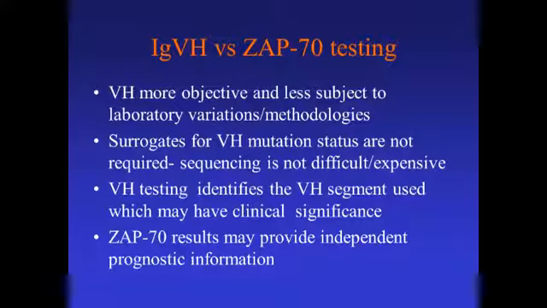However, ZAP70 testing may provide additional, independent prognostic information above and beyond the mutational status, in that they're rare. There's a little bit of discordance, and so if you had a mutated case that was ZAP70 positive, that may do worse than one that's ZAP70 negative and that sort of thing.